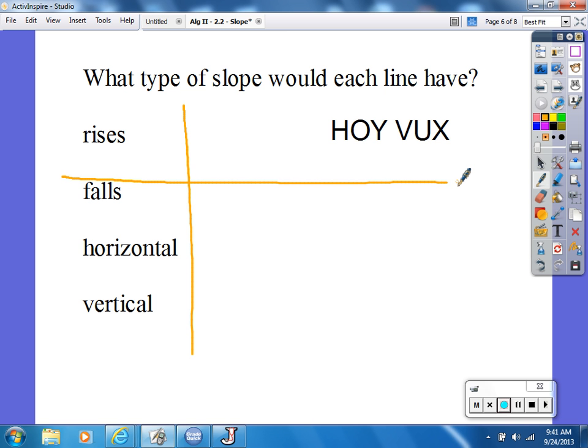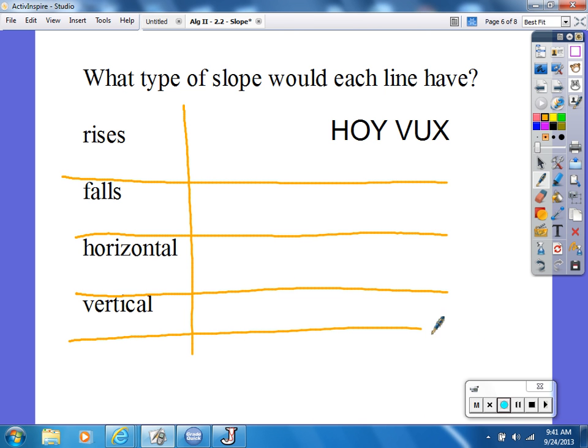Rises, falls, horizontal, vertical. Go ahead and write those down. And we're going to talk about what kind of slope these have. So rises, falls, horizontal, and vertical, and then over there on the side is a lovely word we'll say in a minute. So don't worry about writing it down right now. That box, don't worry about it right now. Just these 4 keywords.